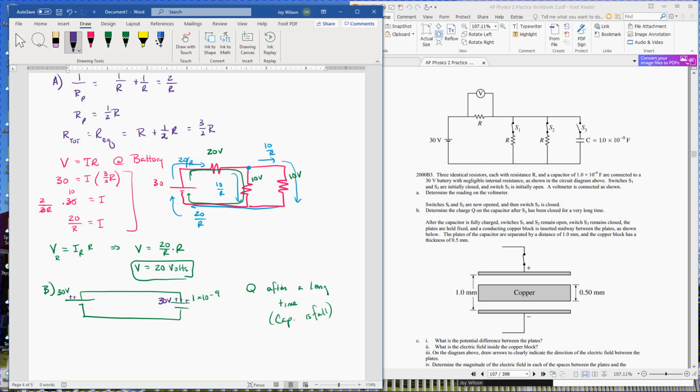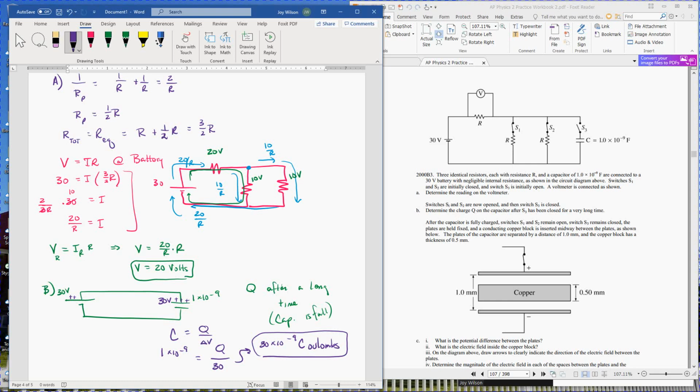So the capacitor is full, so now I'm going to use capacitance is charge over voltage. I know my capacitance is 1 times 10 to the negative 9th. I don't know my charge, but I do know my voltage is 30 volts. So this is a really simple one. 30 times 10 to the negative 9th is our number of coulombs. It's our charge. Sorry, that first letter should be a C. It's a really sloppy one. So there's our first one there. Okay, so that's letter B.